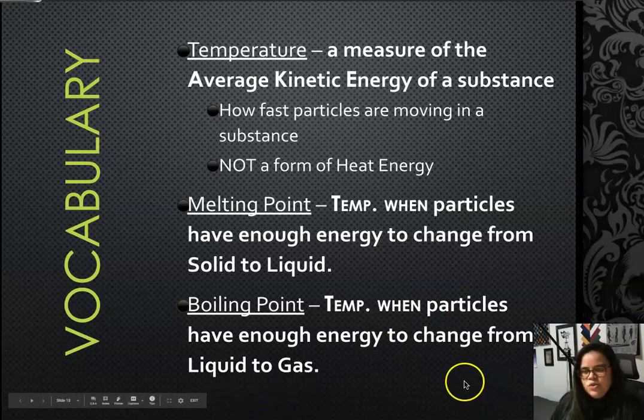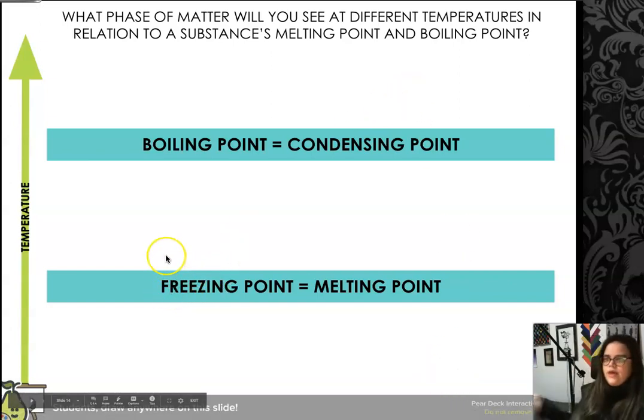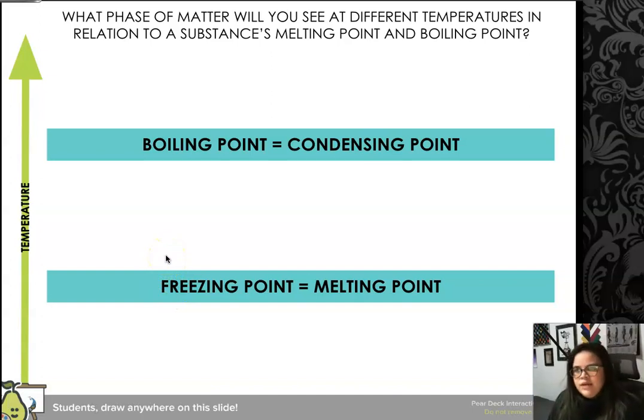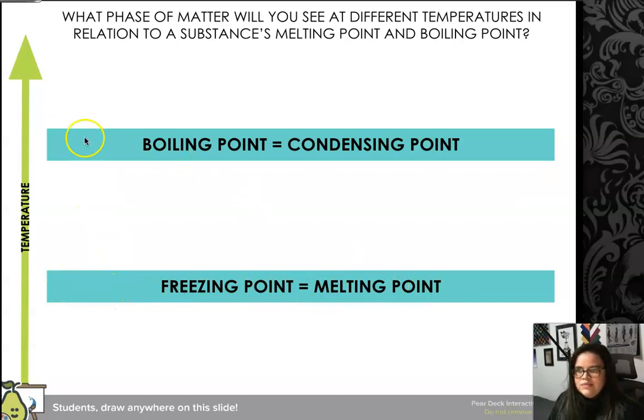Okay, so what are we going to do with this? Well, on this screen, you're actually going to see three letters show up here in a moment. The question is, what phase of matter will you see at different temperatures in relation to a substance's melting point and boiling point? So over here on the left-hand side, you see a temperature arrow, meaning we're starting from low to high. And I've marked where the freezing point of a substance is and where the boiling point of a substance is.